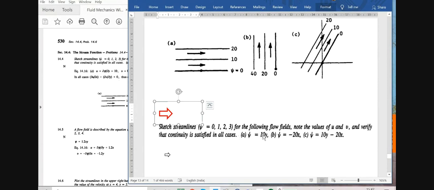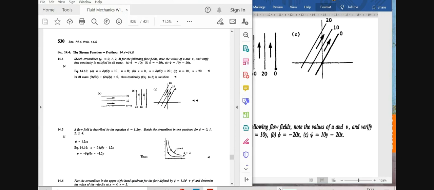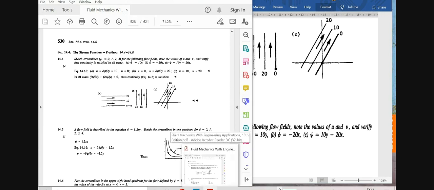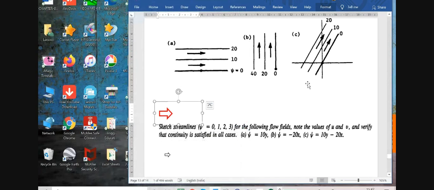Now what is the continuity equation in terms of the stream function? It is the Laplace equation in terms of psi: del square psi by del x square plus del square psi by del y square must be 0.